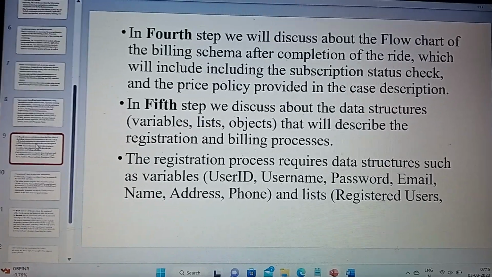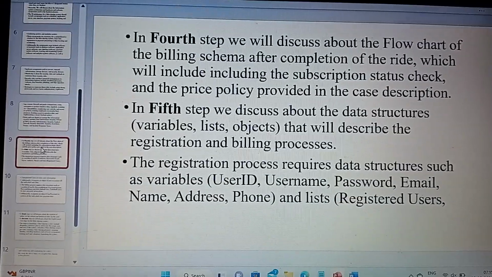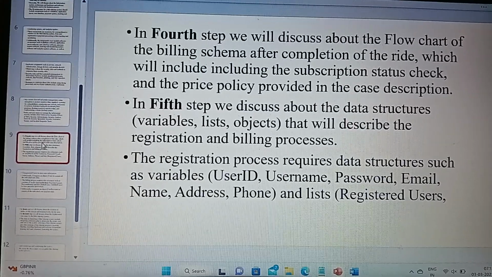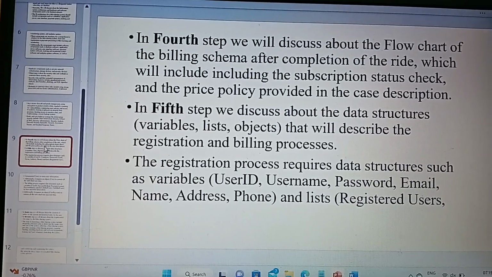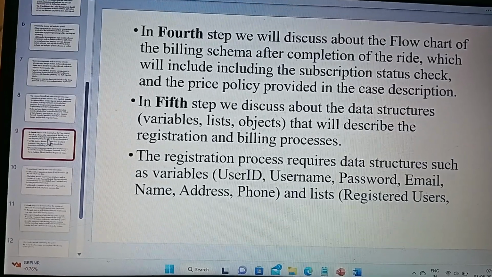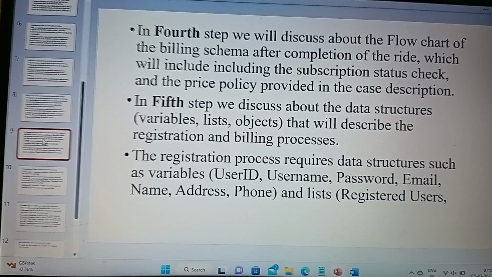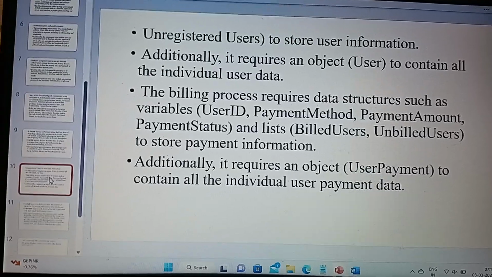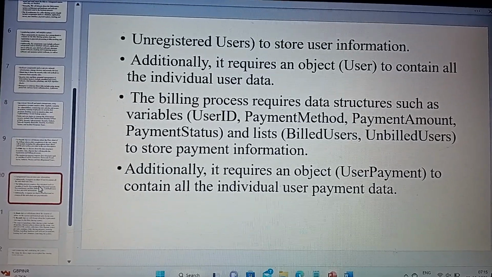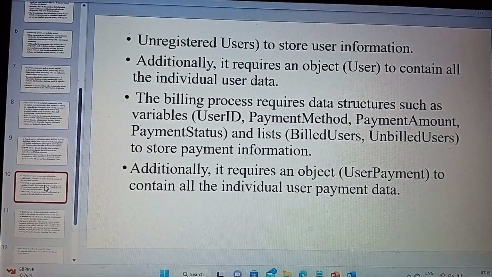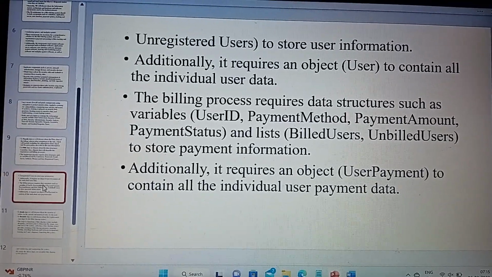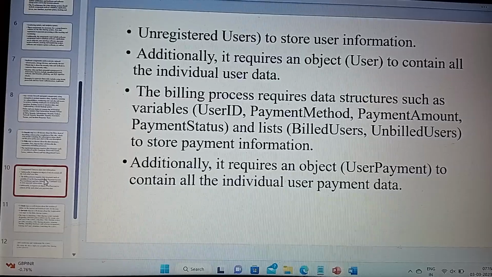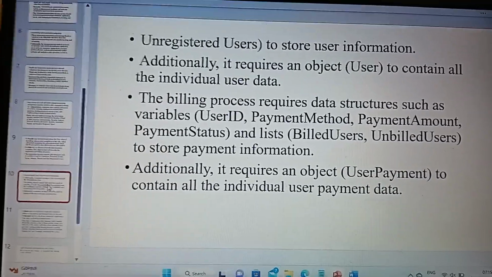In the fifth step, we discuss the data, such as variables, lists, and objects, that will describe the registration and billing process. For the registration process, the request data such as variables are user ID, username, password, email, name, address, and phone. These all belong to the variables, with lists of registered users and unregistered users to store the information. Additionally, it requires an object, user, to contain all the individual user data. By using all these data structures, we use the IDs of the user and implement all of this in Python code.